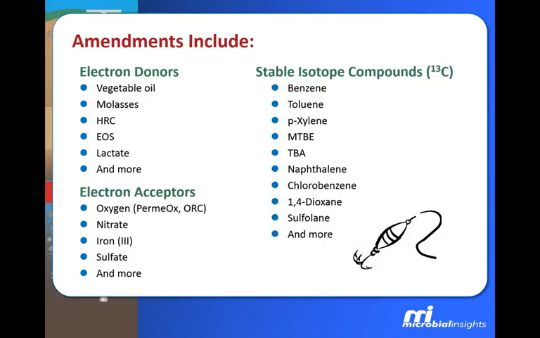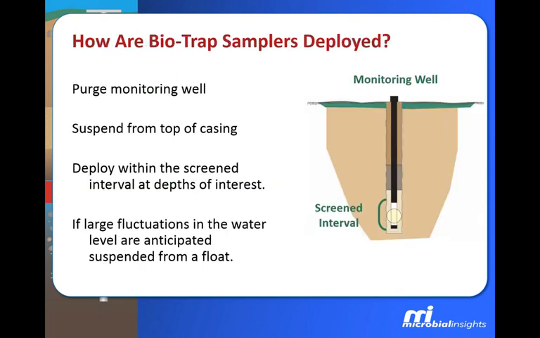The various types of electron donors and electron acceptors, this is just a partial list for illustrative purposes. And a little bit later I'm going to tell you about a technique called stable isotope probing. And we can also put various C13 labeled compounds in these in situ microcosms as well. So the biotraps and the in situ microcosms and the standard biotraps are the two most common.